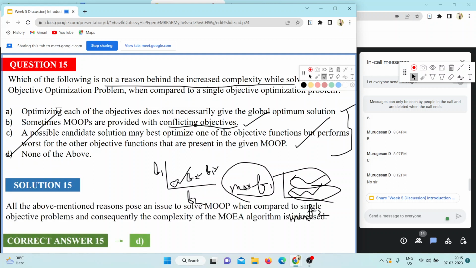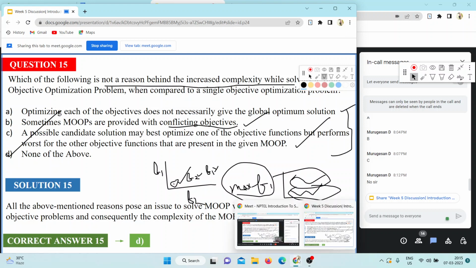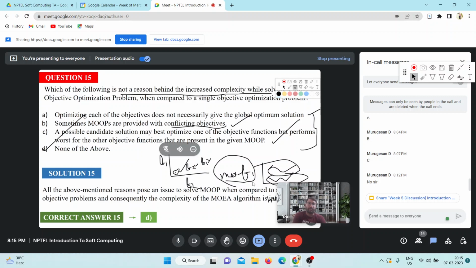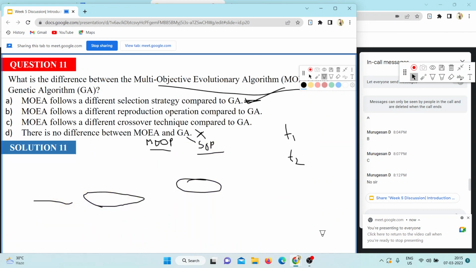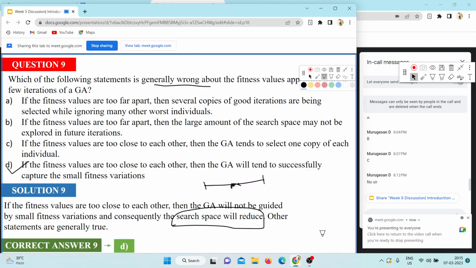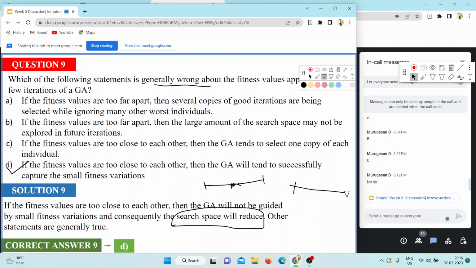So any doubt regarding this? No, sir. Sir, I have one question on question number 9. Okay, let's see. Okay, this question, yeah. Yes, sir. Suppose my search space is 0 to 1, one condition. Another search space is 0 to 10. Which one is preferable according to the GA to get the best solution?